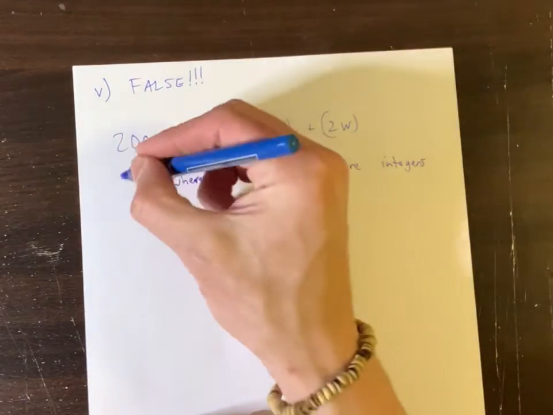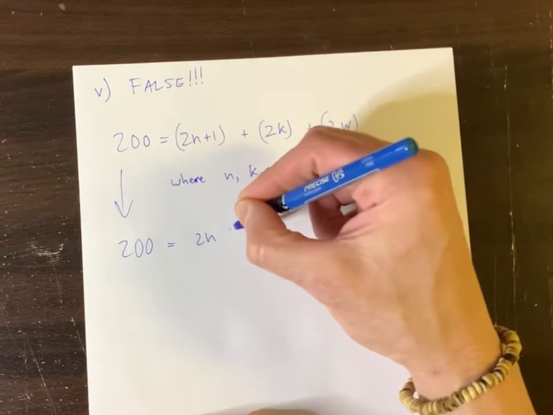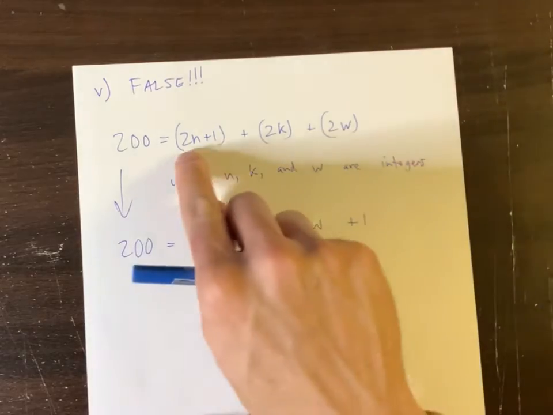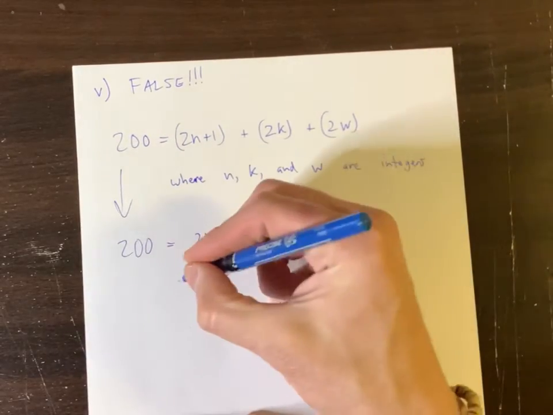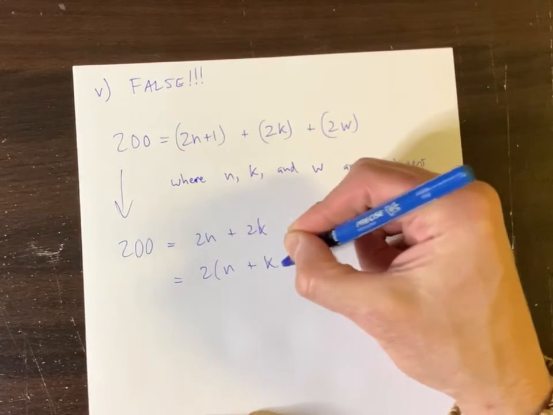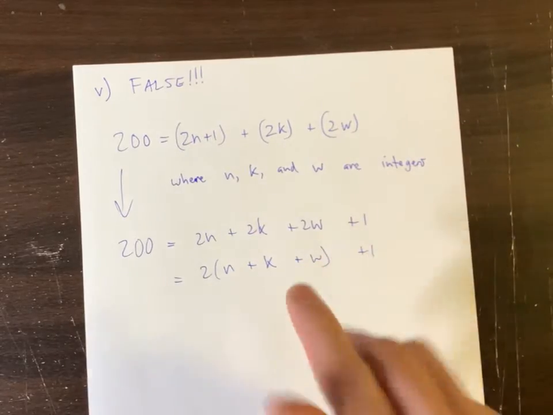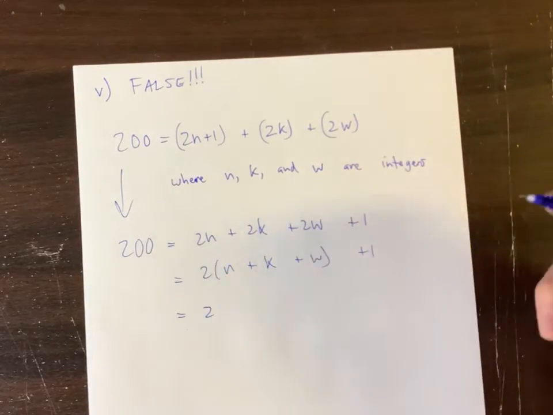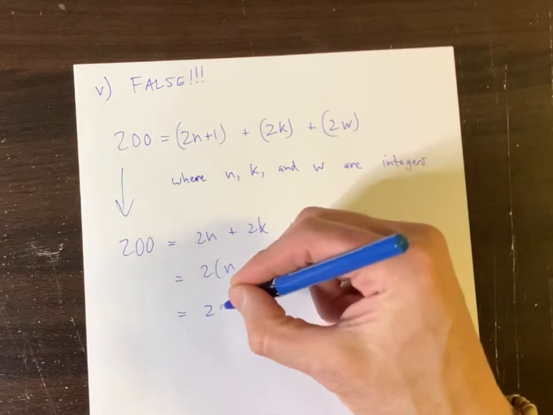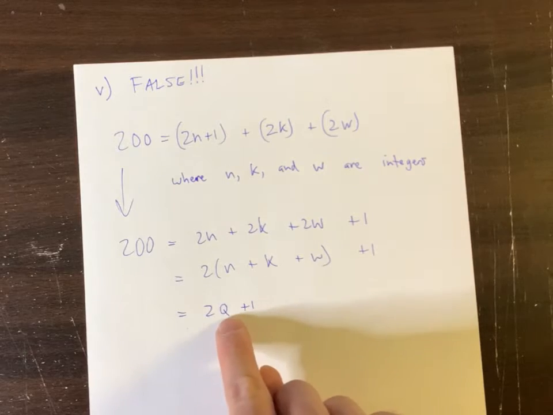I'll show you why. So let's write this down here. 200 equals 2n plus 2k plus 2w plus 1. You can drop the parentheses and put the 1 in the back. Now I want to factorize a 2 from these and just leave the 1 in the back. So I take out a 2. And then we can say that this is 2, pick a different letter from the alphabet, how about Q? Instead of n plus k plus w, I'll just say Q.